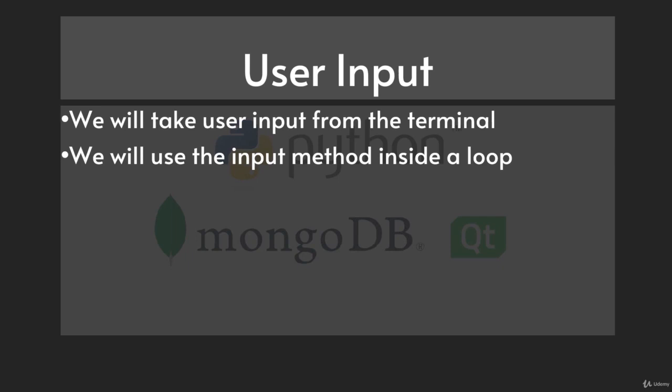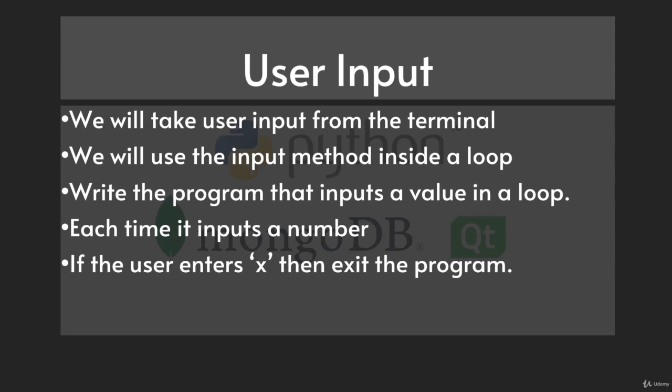A person enters 1, for example, then we do some operation. A person enters 3, we do some operation, and it's in a loop. It keeps asking until something else happens, and we decide what that something else is. For example, press X and the program will exit. So I want you to write this program. If the user enters X, then exit the program. Otherwise, keep asking them.